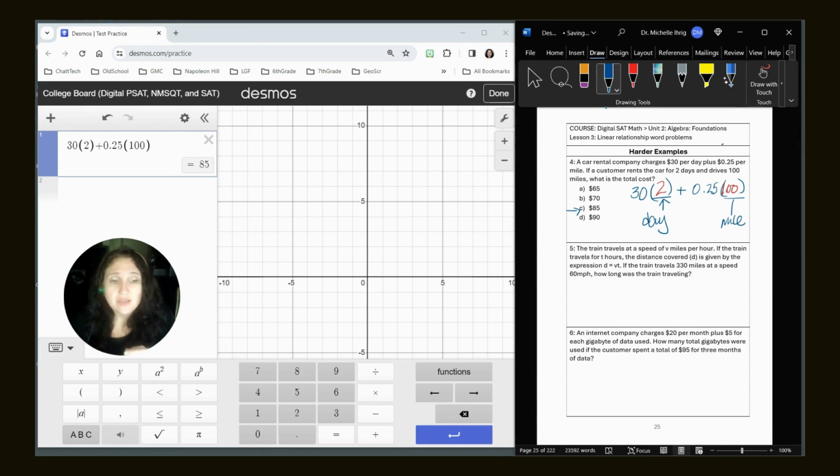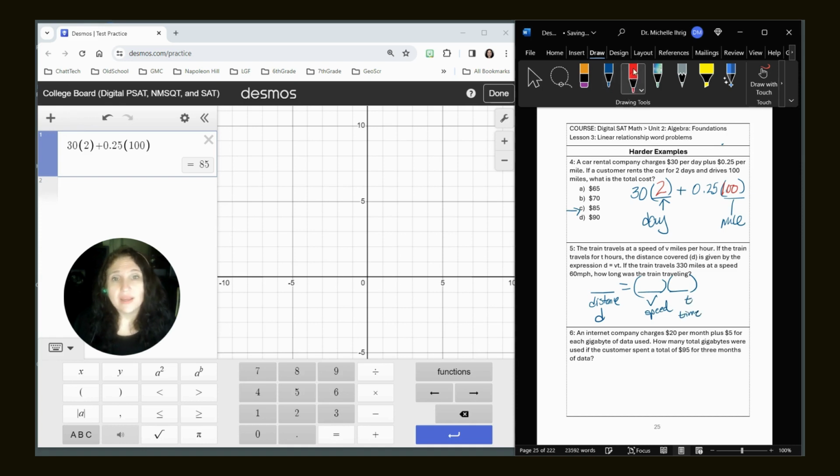All right, the train travels at a speed of v miles per hour. If the train travels for t hours and the distance is d, it's given by the expression d equals vt. I know that's a whole lot of words, and some of you hate reading. Let me explain why those words were important, because now we're going to do some kind of substitution. So it tells us that d is this distance. It tells us that v is the speed and t is the time.